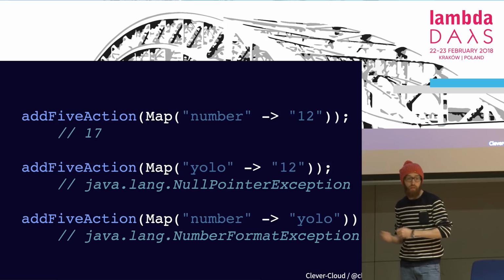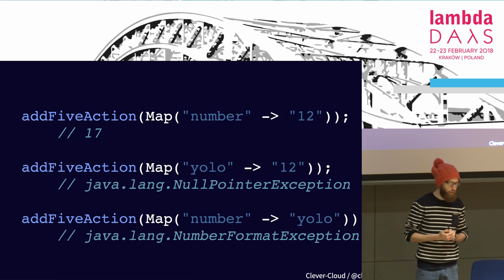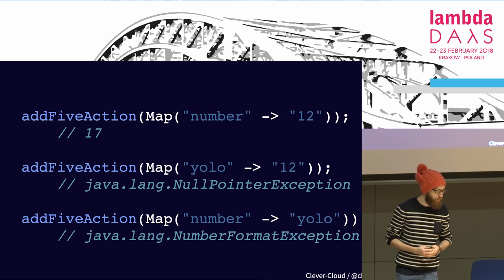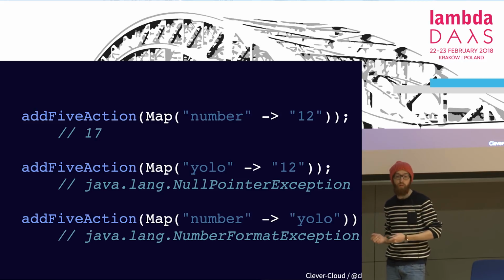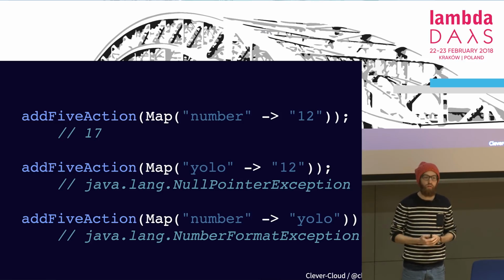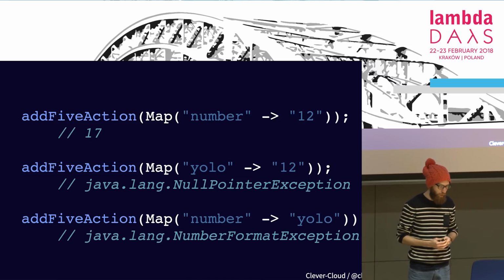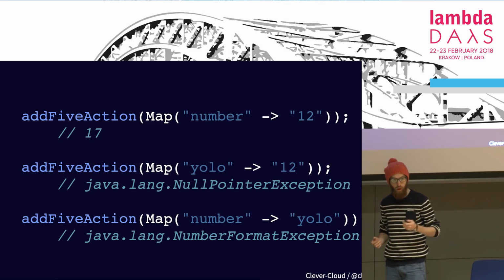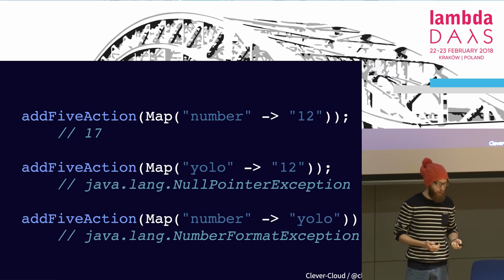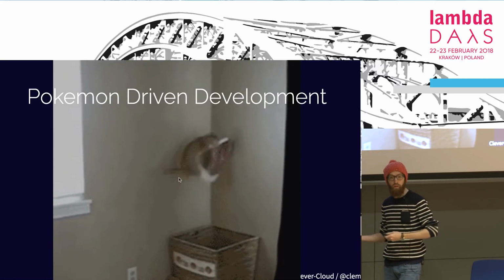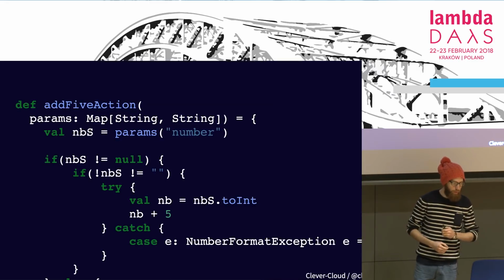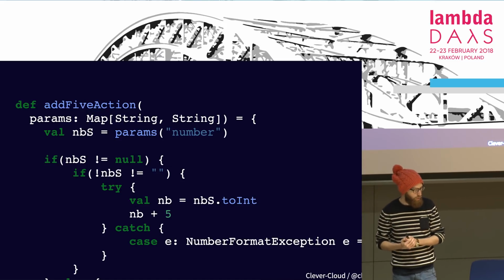If I don't give it a parameter called number, then it's kind of a null pointer exception. And I can also give a string which is not a number, and then I have a number format exception because I couldn't parse it into an integer. So one solution is to catch all these exceptions. And as I call it, it's called Pokemon-driven development. You try to catch all the exceptions. And your code starts to look like this.